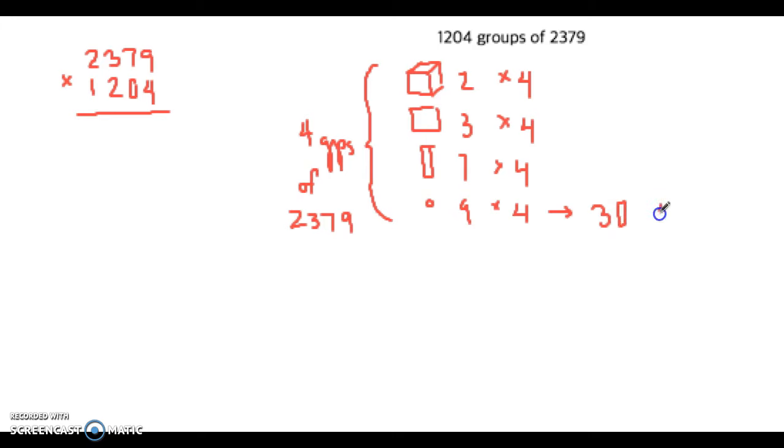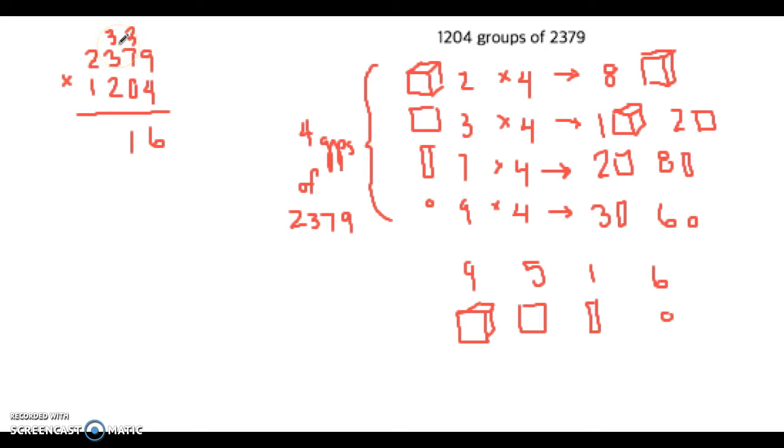Move on to 4 times 3, which is 12. This is really 4 times 300, so that's 1,200 plus 300. We get 5, which is really 500. Carry the 1 to the thousands place. And then 4 times 2, or 4 times 2,000, which would be 8,000, plus that 1,000, would leave you with 9,000. And that's our first part, where we focus on the 4 groups of 2,379.